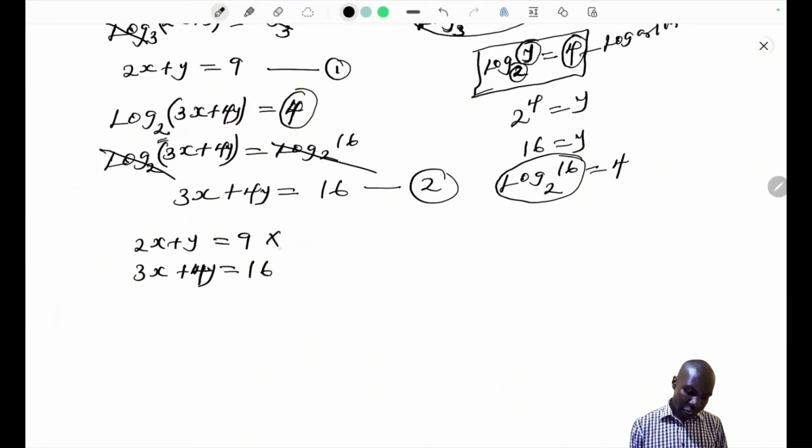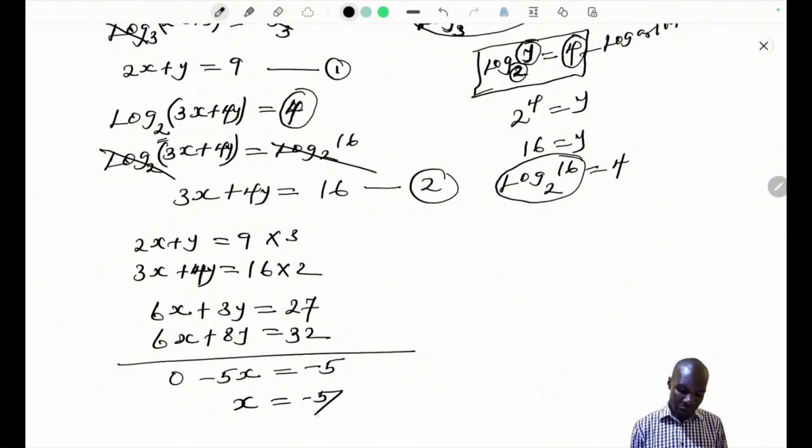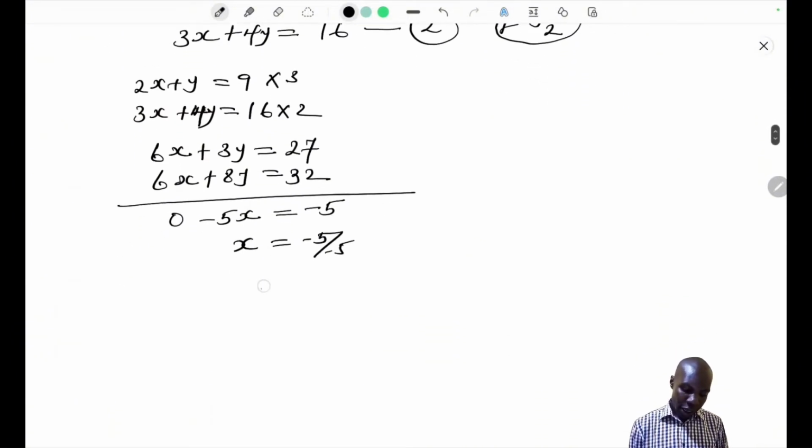So we have got the first equation, which is 2x plus y is equal to 9, and 3x plus 4y should be equal to 16. So we can eliminate x, multiply by 3 and by 2. So we have 6x plus 3y is equal to 27. And this one we have 6x plus 8y should be equal to 32. So that will give us 0 minus 5y should be equal to minus 5. So y alone is minus 5 over minus 5. y is equal to 1.